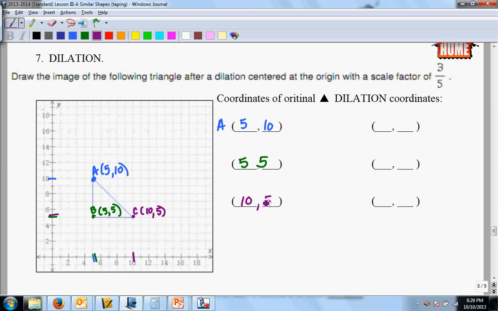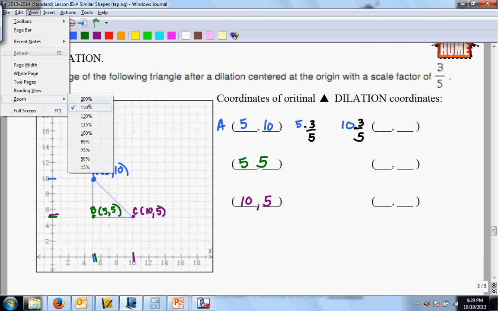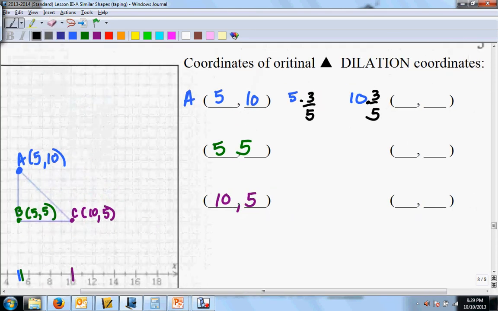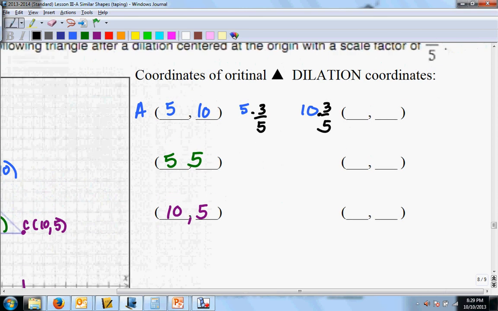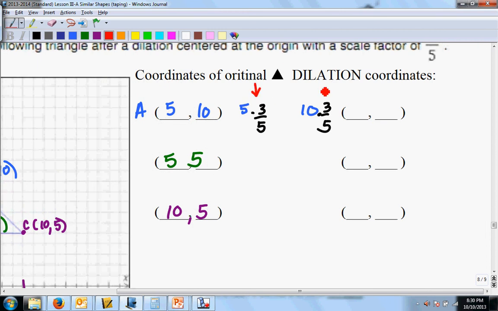And you want to dilate by 3/5. That means you're going to take each coordinate and times it by 3/5. So let's just do the 5 and the 10, and the rest you'll have to do on your own. We're going to take 5 times 3/5, and 10 times 3/5. Make this really large so it's easy to see. Okay, watch how this works. Draw exactly these out.